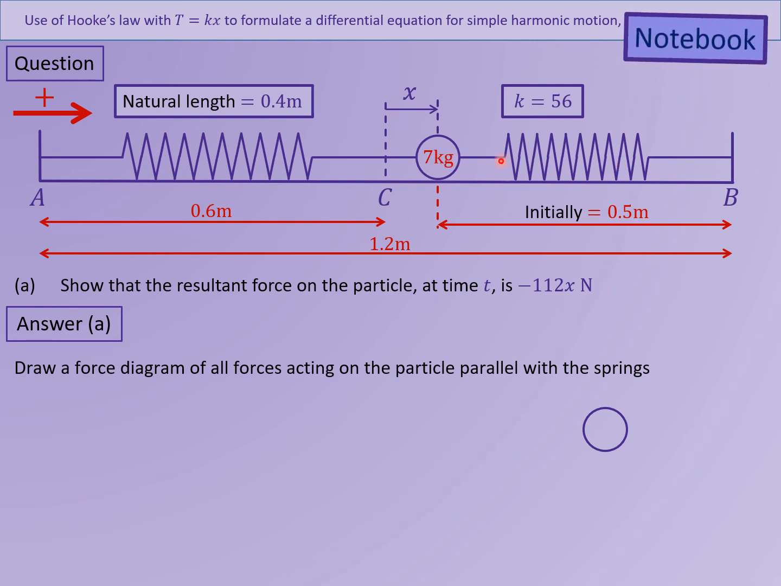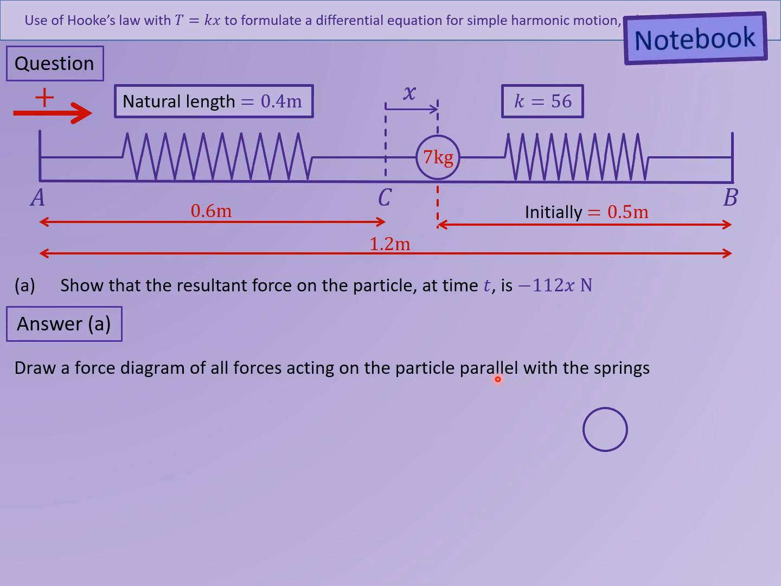So it's very easy to think that this is pushing it and this one's pulling it, but it's not the case. In fact, this spring is pulling it, but this, because it's got more extension, is actually pulling it with more force. Okay, but both of them are trying to pull that particle towards them. All right, both of them are.